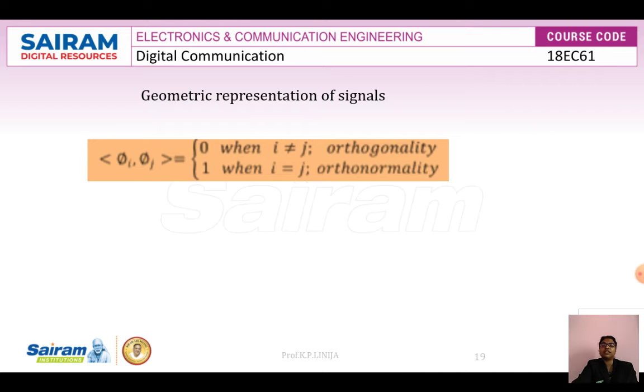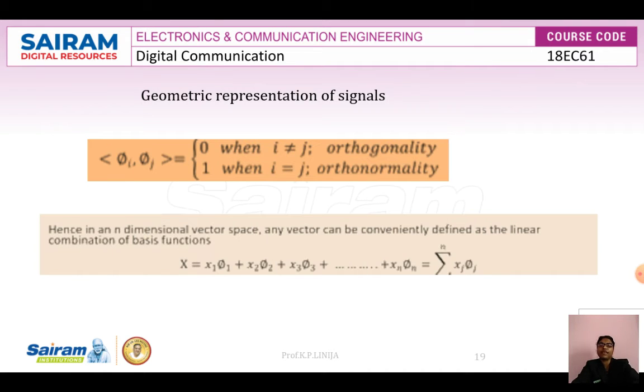So let us write the coordinates. For two basis functions, the inner product of phi i and phi j is equal to 0 when i is not equal to j. We call that orthogonality. Whenever the inner product of phi j and phi i is equal to 1, that is, when the condition i is equal to j holds, this is called orthonormality.